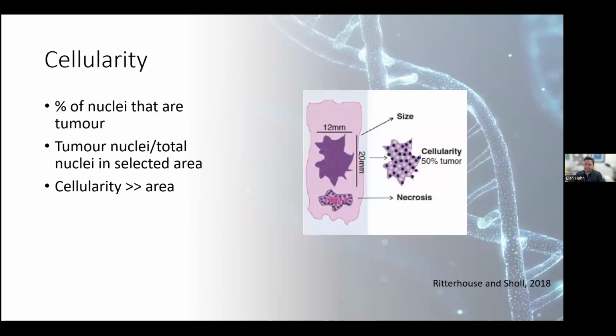Moving on to the topic of cellularity. When we talk about tumor cellularity in molecular testing, we're talking about the percentage of nuclei that are tumor nuclei. So it's the tumor nuclei divided by the total number of nuclei in the selected area. Area is one thing, and you want there to be enough cells, the raw number of cells. But more important than that is the cellularity, and how many of those cells are actually tumor.